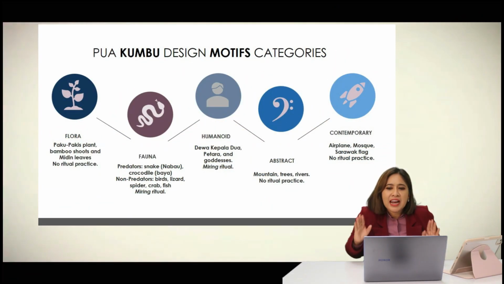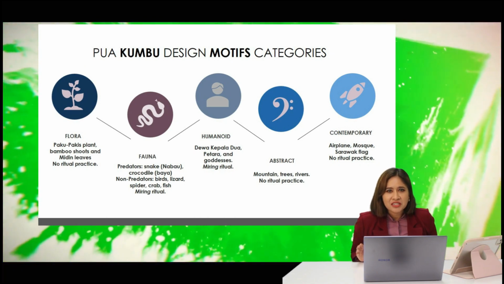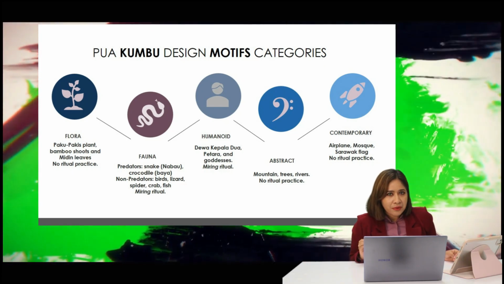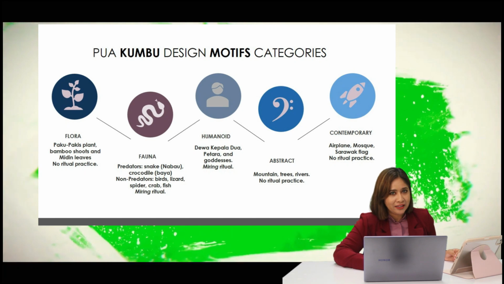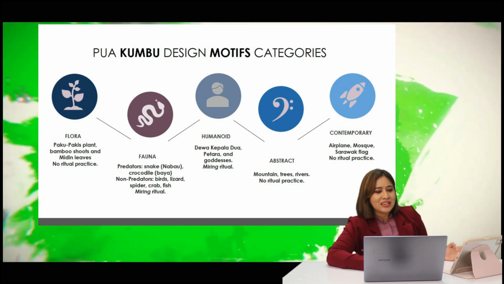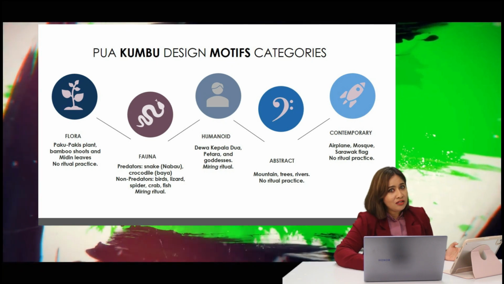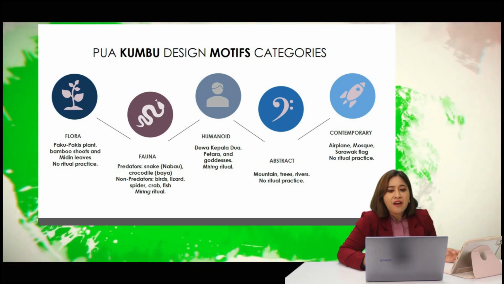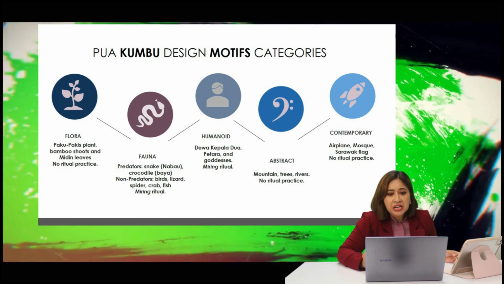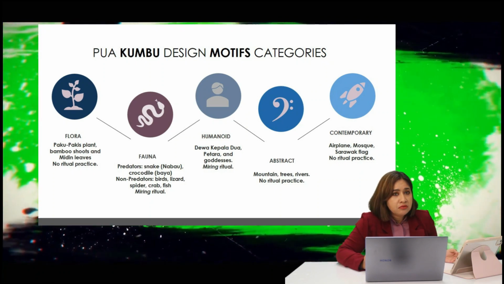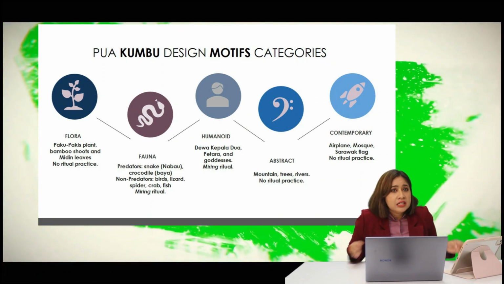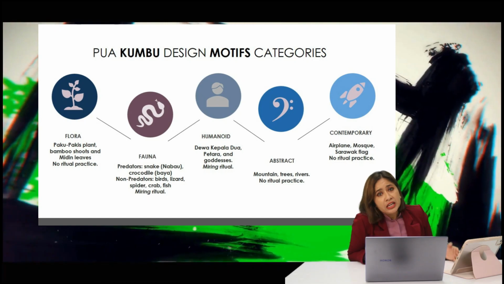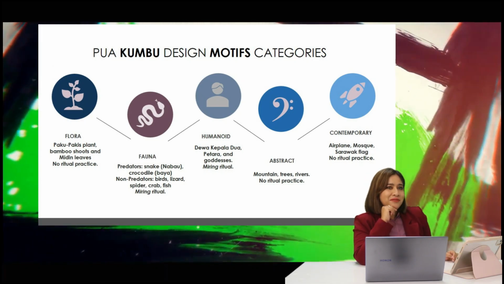Alright, so now I would like to highlight five different categories of the design motif which have been widely applied on the textile and separated based on the choice of the design applied. So we have here flora, fauna, humanoids, abstract and also contemporary design motifs. Each of these categories has distinctive characteristics which are strictly based on the weaver's interpretation, taboos and local knowledge of their surroundings. Some of the design motifs have to perform the mirroring ritual, some may not. It depends again on the weaver's belief.